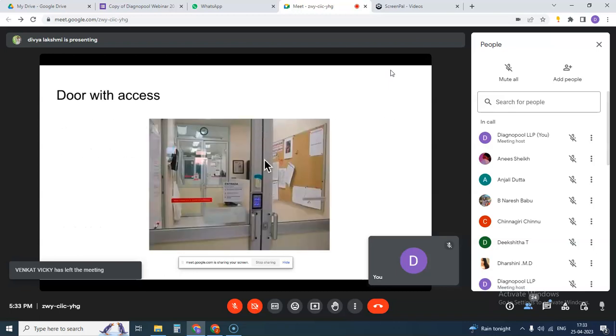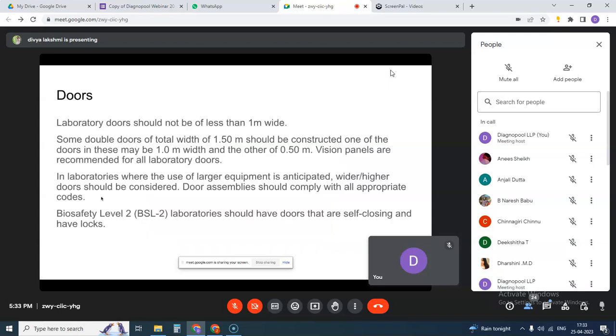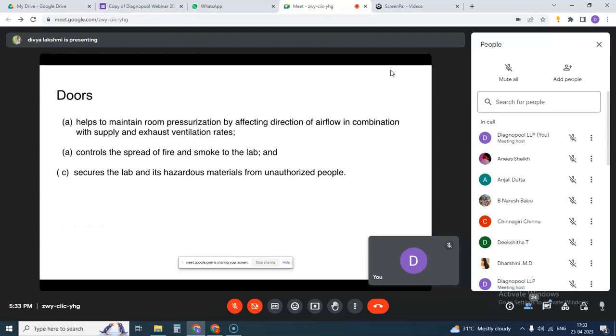So like this, vision panels with a coding system for access to the doors should be there. In laboratories where the use of larger equipment is anticipated, you can think of wider or higher doors. This again depends upon the requirements of the lab. All BSL-2 labs should have doors that are self-closing and have locks.